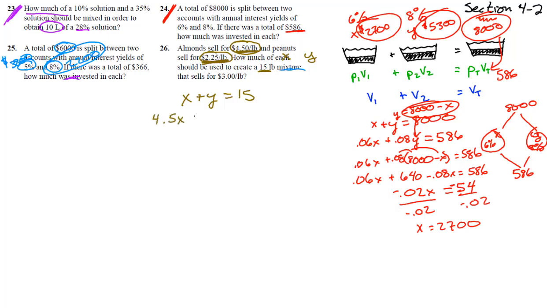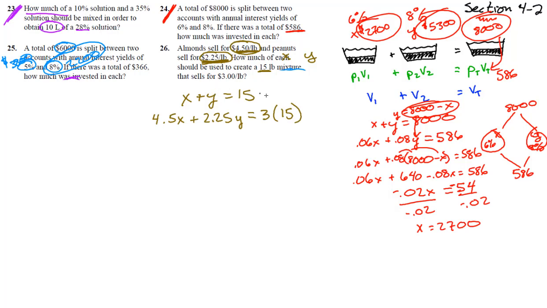So almonds, 4.5 times the number of almonds plus 2.25 times the amount of peanuts has to be $3 a pound times 15. And what's interesting is we actually created a cost or a revenue price function here. So if you add them up, it better cost the exact same amount. These two pounds add up to 15, but $4.50 for every pound of x and $2.25 for every pound of y, which is peanuts, has to end up being $45. The mixture has to cost 45 bucks. So look at that. That gave us the two equations just like we had before.